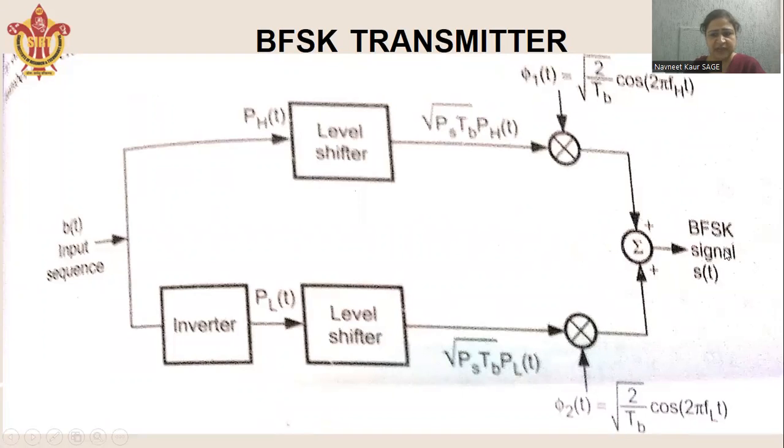So here we will get the BFSK signal, which will have the carrier transmitted at the higher frequency. That means when the message is 1, the carrier will be transmitted at higher frequency. Whereas if the message is 0, in that case the upper loop will give the 0 output and we will get the lower loop as the carrier, which will be transmitted at the lower frequency FL.